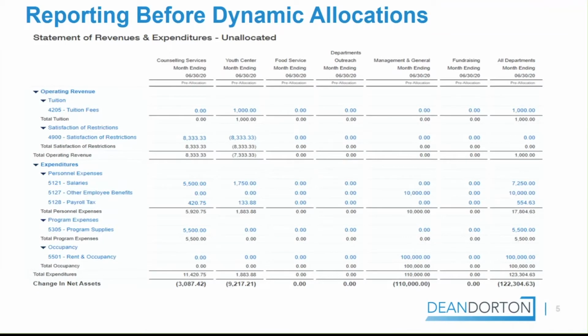And for instance, $100,000 of rent and occupancy costs are sitting in this management in general column. That does nothing to tell you that, in fact, maybe the counseling services department occupies 25, 30% of your square footage. So actually, $25,000 to $30,000 of that rent expense is attributable to them. And that should be factored in when you're determining have they met their budgetary goals or the goals that they need to be able to cover the true overhead of the organization.